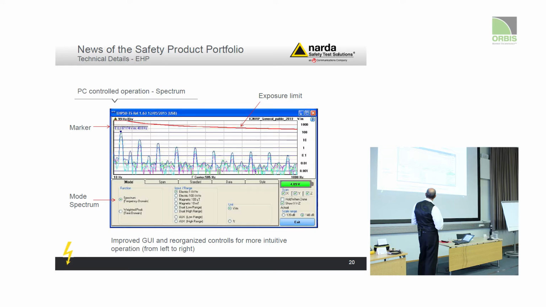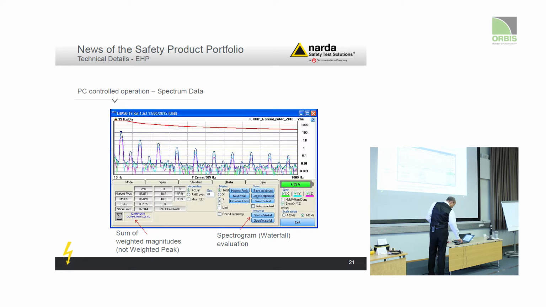set the different input ranges and the input attenuators, for example, electric 100 kV or electric 1 kV, magnetic 100 microtesla, 10 microtesla, or you perform dual measurements, the spectrum view or the weighted peak in time domain, so frequency and time domain you can select on the left. You get some of the weighted magnitudes. It's not weighted peaks, that is the sum of the magnitudes.